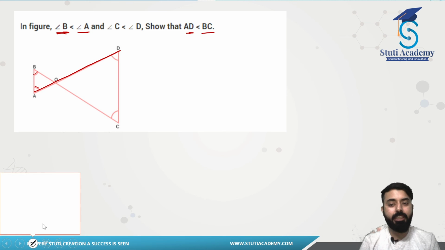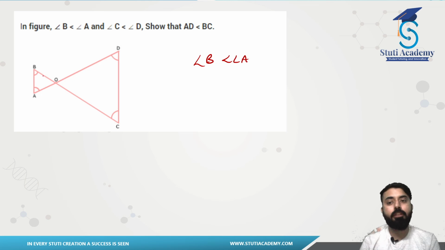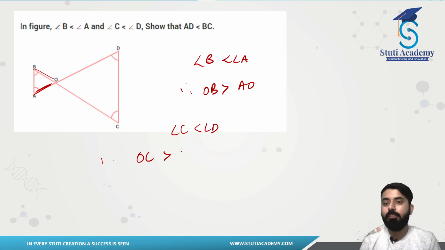Now this is quite easy. You see, angle B is less than angle A. That means angle A is greater. Therefore, the side opposite to angle A, that means OB, is greater than AO. Similarly, I know angle C is less than angle D. That means angle D is greater. Therefore, I can say OC is greater than OD. Side opposite to greater angle is greater.